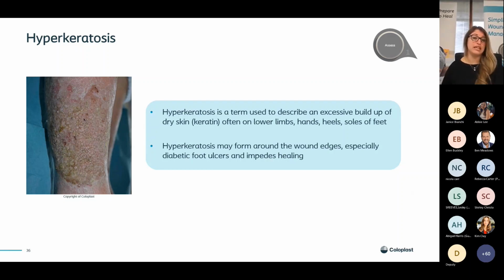Hyperkeratosis is a term used to describe excessive buildup of dry skin, often found on lower limbs. You can find it on hands, heels, and also the soles of feet. You can get this formation around wound edges, particularly in patients with diabetic foot ulcers, and it can impede wound healing. We need our surrounding tissues to be nice and healthy to give our wound the best chance of healing.